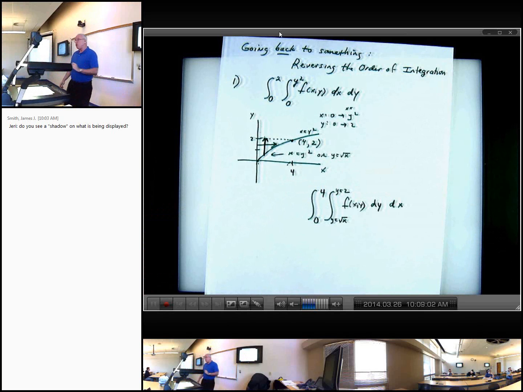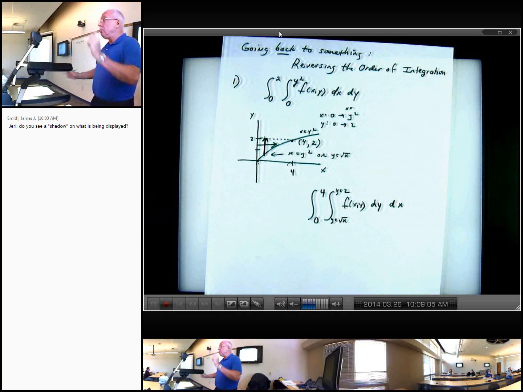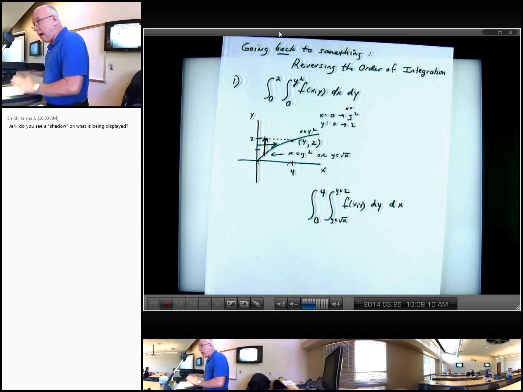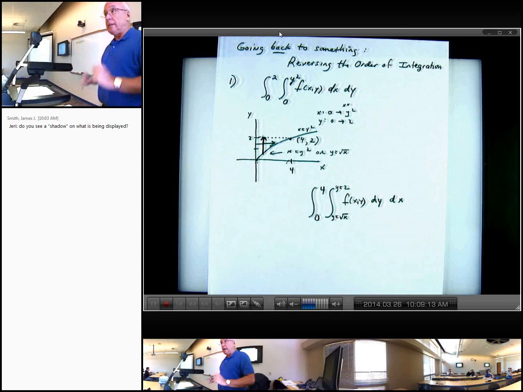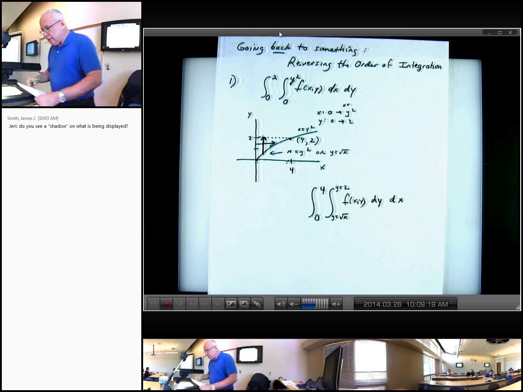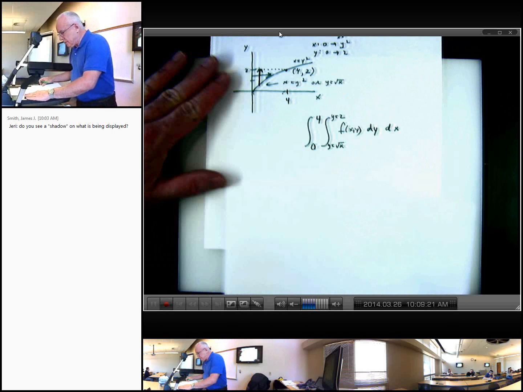You have to draw a diagram, otherwise I know I'll mess it up. Now, you might be better than me visually. That's entirely possible, but I know I'll mess it up if I don't draw a diagram. Let me do one more. Let me keep some of that on the board here.